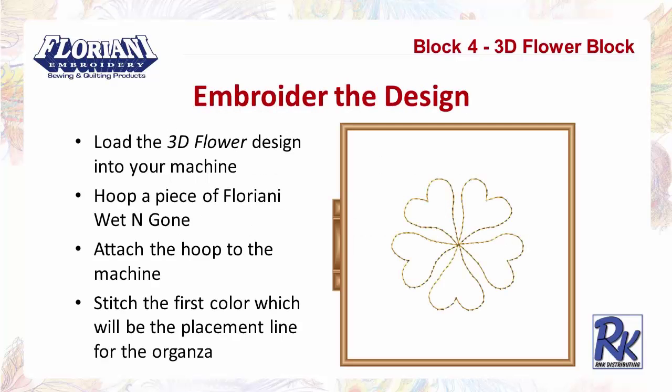So let's start embroidering. The first thing you want to do is load the 3D flower design into your machine. Hoop a piece of Floriani Wet and Gone Stabilizer, make sure it's nice and tight. Attach the hoop to the machine and stitch out the first color, which will be the placement line showing us where to put the organza fabric down.